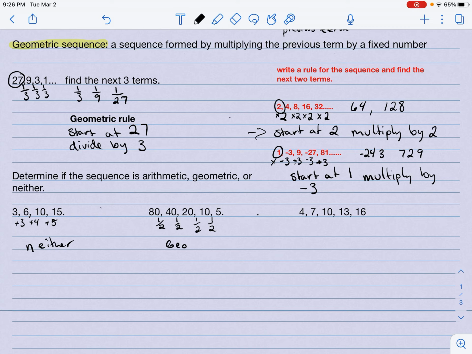Okay, last one. So let's see, 4 plus 3 equals 7. 7 plus 3 equals 10. 10 plus 3 equals 13. 13 plus 3 equals 16. Okay, fixed number. We are adding, so this would be arithmetic. Okay. So that is a sequence, or patterns and sequences, how to determine a geometric or arithmetic rule, and to determine what type of sequence it is.